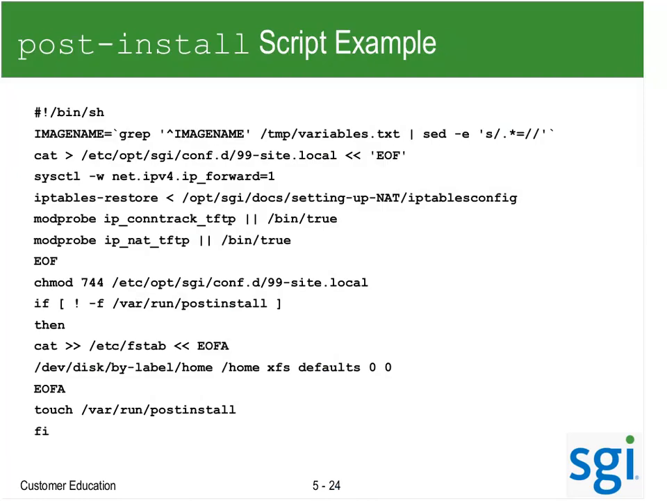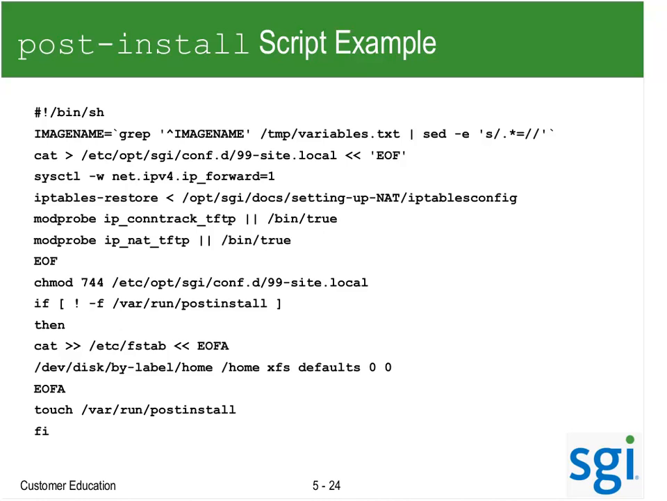So 524 is an example. I'm going to show you this live on the system. I've got a post-install script, and there's /temp/variables.txt with variables in it. So I'm grabbing an image name out of there. Then I'm creating in conf.d a local site.local type of script. So every time we boot, conf.d will run this site.local.